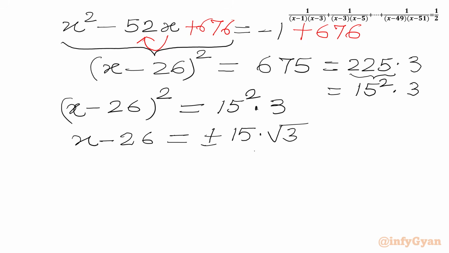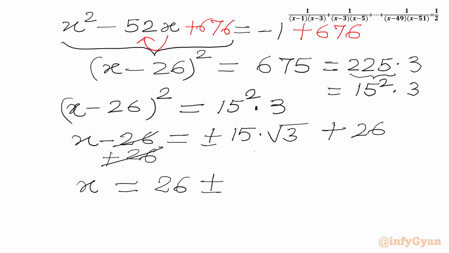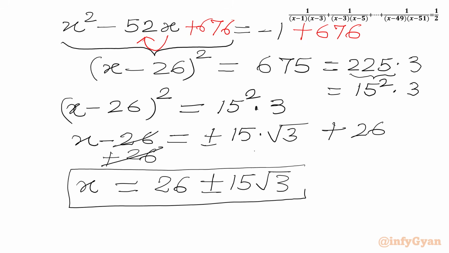Now we have to add 26 to both sides to get our final solutions. So I will write here plus 26, plus 26. We'll cancel plus and minus 26 here. So we are going to get our final answer: x will be equal to 26 plus minus 15 square root 3. We have two real solutions, 26 plus minus 15 square root 3.